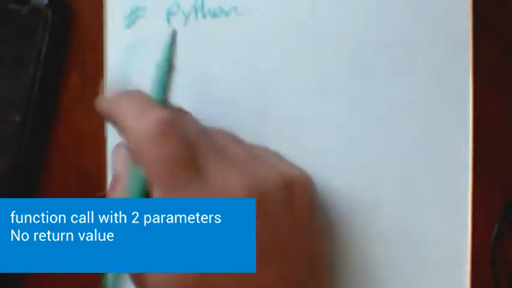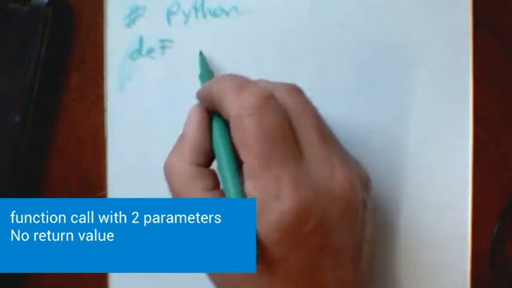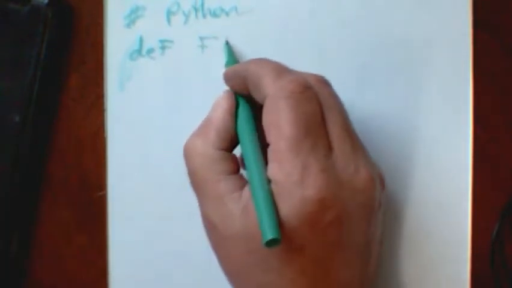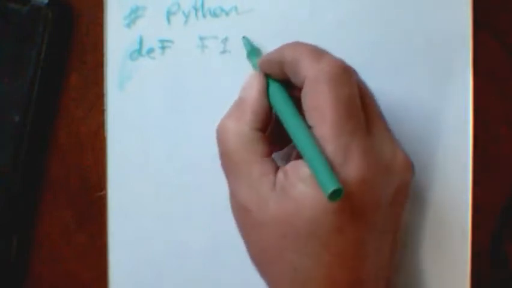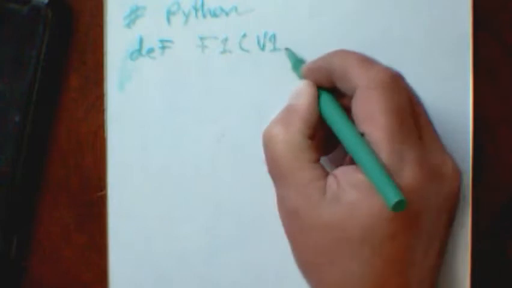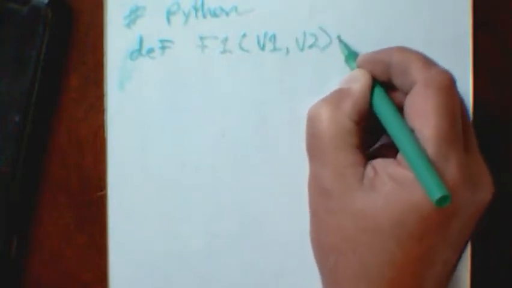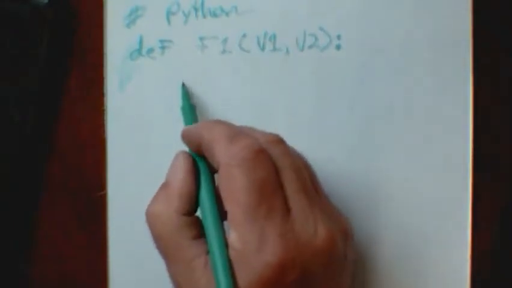Define a function in Python. So we first need the word def to define a function. You have to have a function name. We're just going to call it f1. And we're going to pass it two parameters, variable 1 or v1 and variable 2 or v2. And don't forget your colon to end the definition.